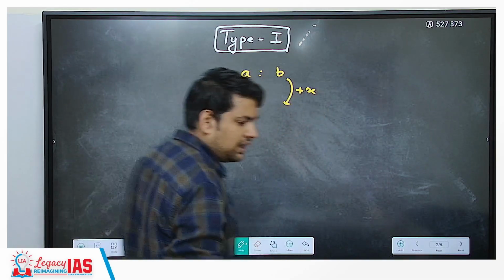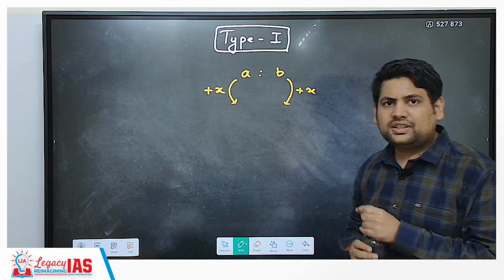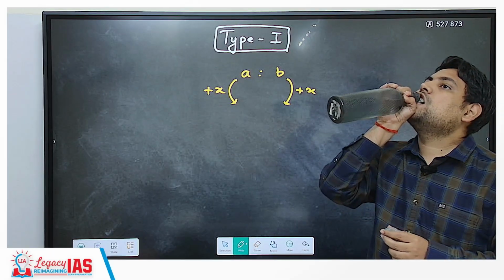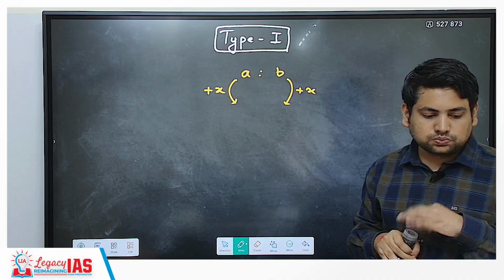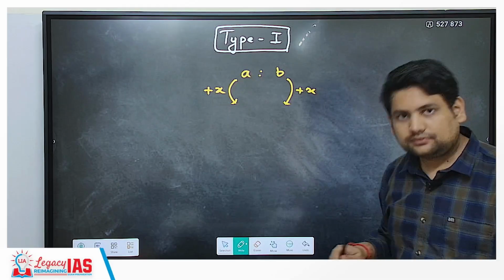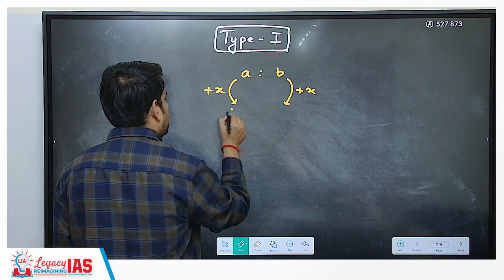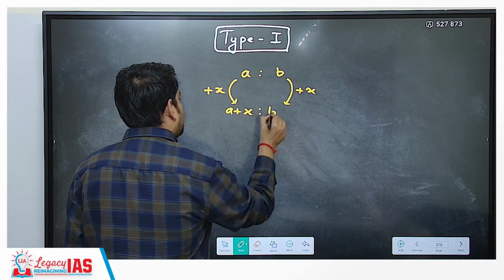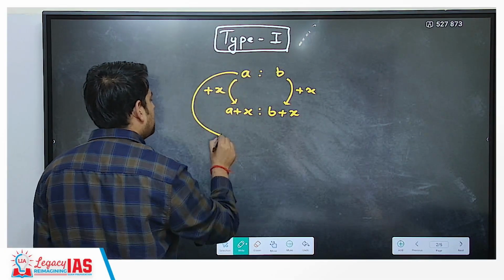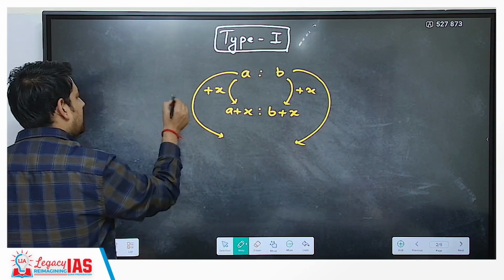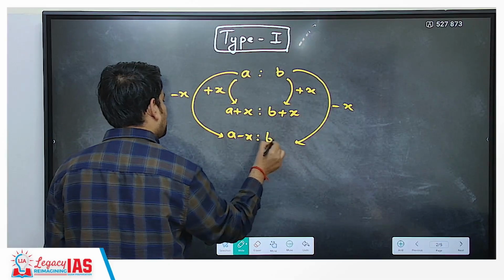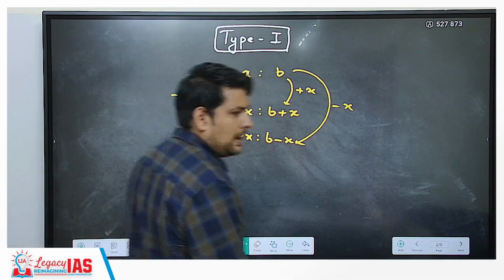You can consider it like person 1 has A marbles, person 2 has B marbles. Now, X marbles are given more to both of them. Now, what will the ratio become? The ratio will become A plus X ratio B plus X. Correct? Now, if you subtract, let us say, X from both the sides, then what will you get? You will get A minus X ratio B minus X. Correct? This also you understand.